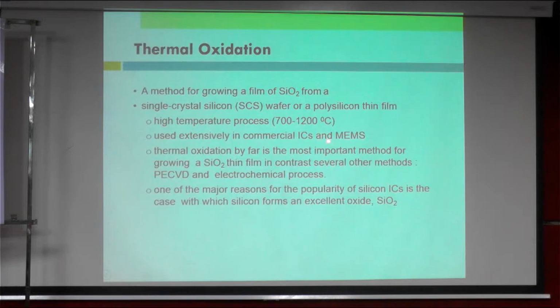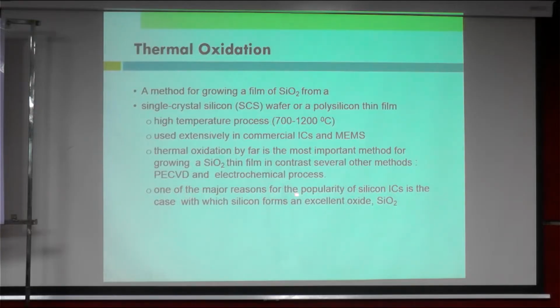used extensively in commercial ICs, integrated circuits, and MEMS. Thermal oxidation by far is the most important method for growing silicon dioxide thin film, in contrast to several other methods like PECVD and electrochemical processes. So basically, we can have silicon dioxide through other processes besides thermal oxidation, but thermal oxidation is the most used process for obtaining silicon dioxide, and maybe I can say, the easiest and cheapest method.